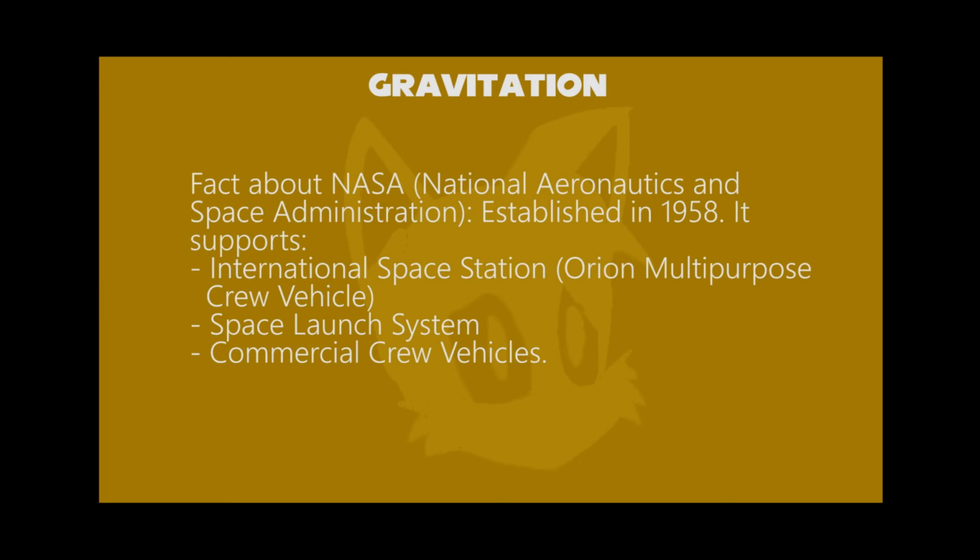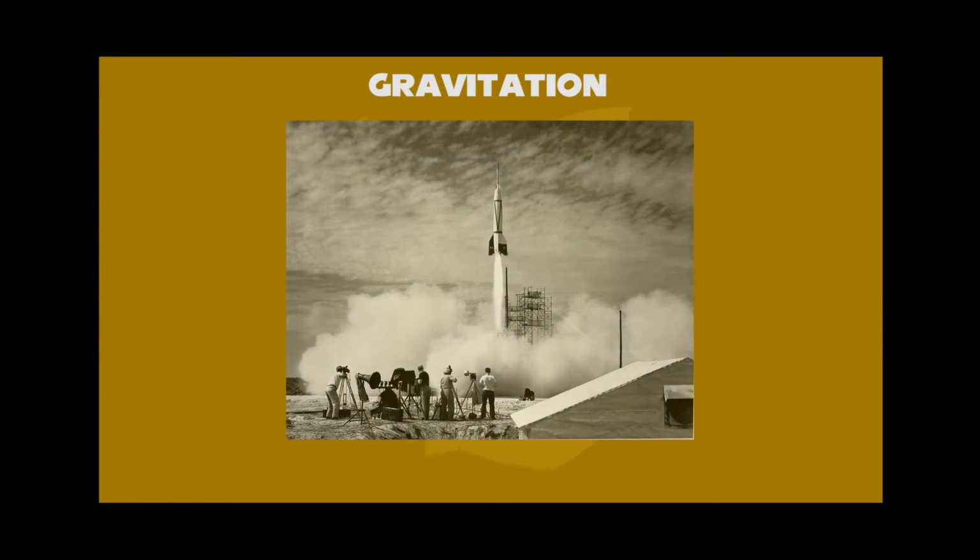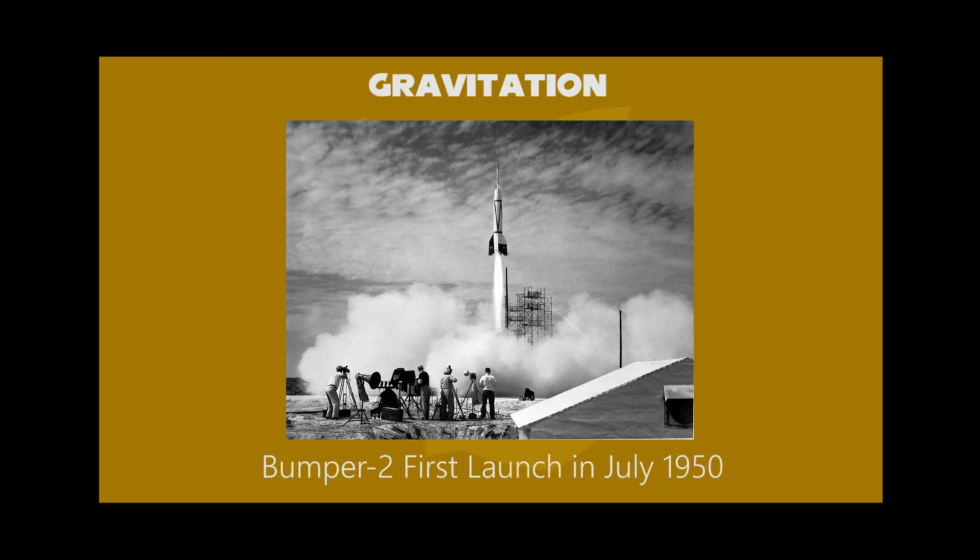Did you know NASA, the National Aeronautics and Space Administration, who introduced the rocket, was established in 1958? NASA supports the International Space Station and is overseeing the development of the Orion Multi-Purpose Crew Vehicle, the Space Launch System, and commercial crew vehicles. The rocket was first launched in July 1950, that is Bumper 2, an ambitious two-stage rocket program that topped a V-2 missile base with a Corporal rocket.